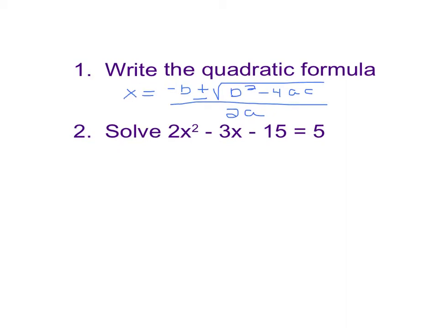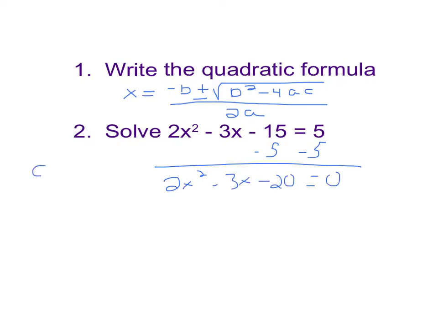To solve a quadratic equation using the quadratic formula, remember it needs to be in standard form first. So you have to subtract 5 from both sides to have 2x squared minus 3x minus 20 equals 0. And then pull out your a, your b, and your c. So a is 2, b is negative 3, and c is negative 20. Again, this one is your a, this is your b, this is your c.